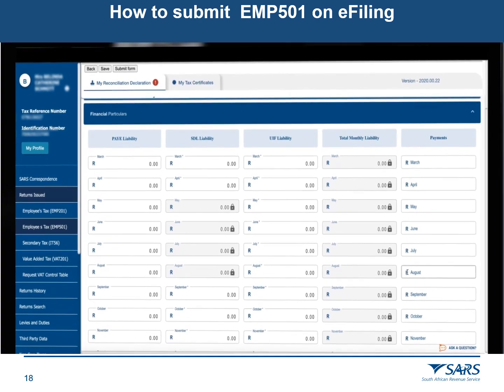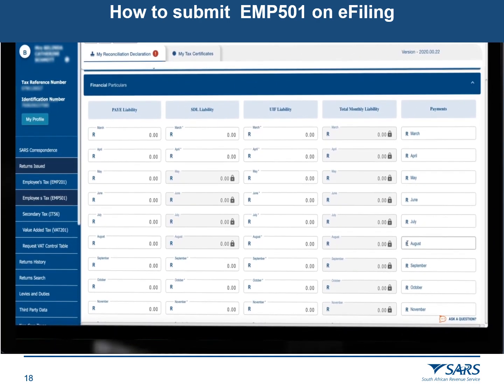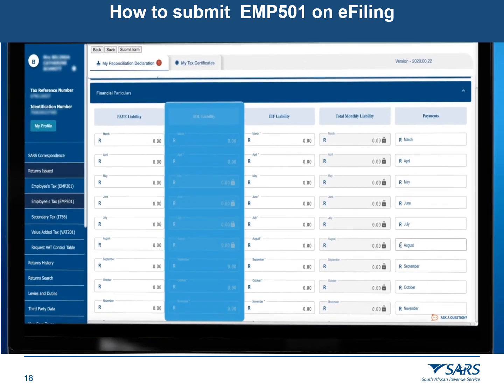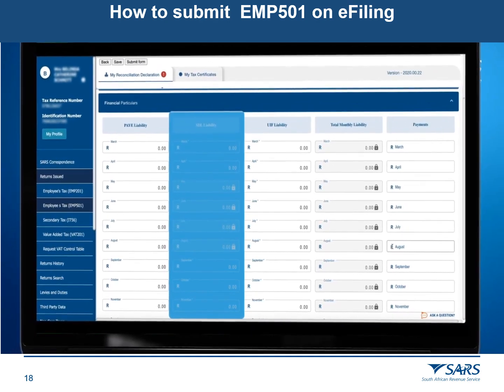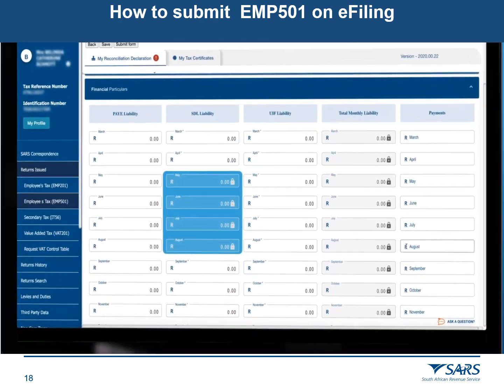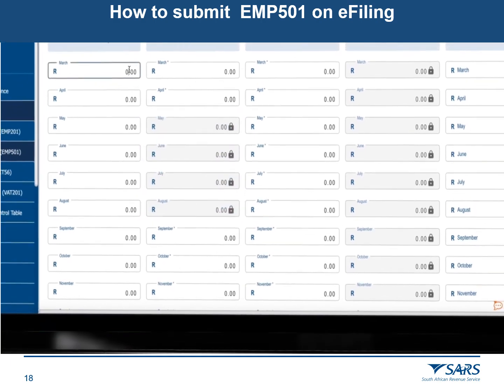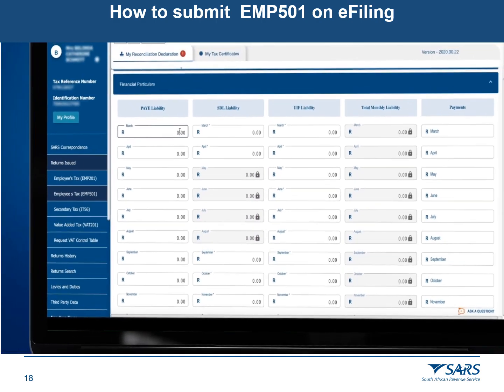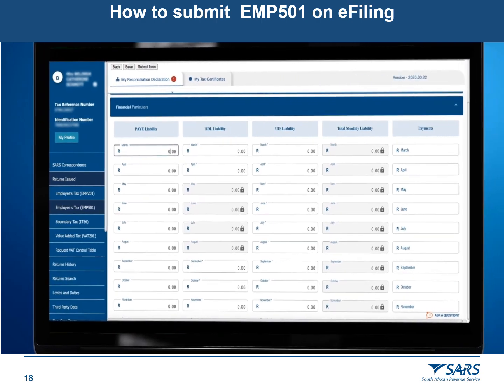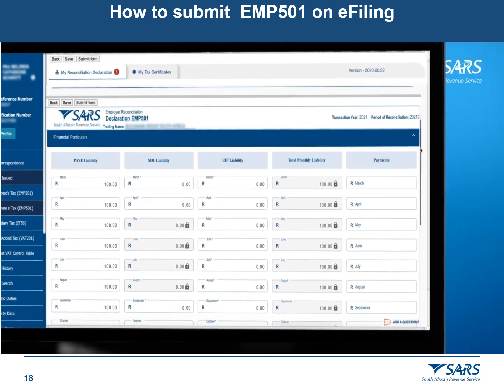Declare the amounts on the financial particulars. Due to COVID-19 tax relief, the SDL liability field will be defaulted to 0 and locked for the months of May, June, July and August 2020 to make provision for the SDL payment holiday. This will be a once-off incentive and will not continue in the future.